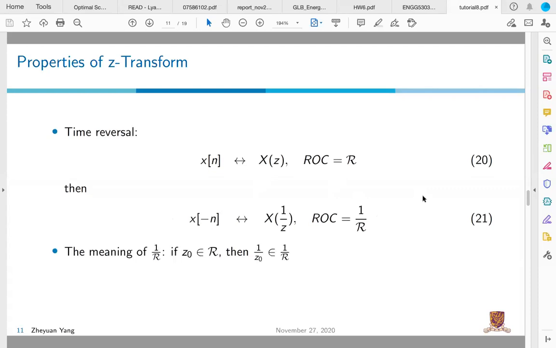The next property is the time reversal. The z transform of x[-n] is equal to X(1/z) with the region of convergence as 1/R. And the meaning of 1/R as a set is that if a point z0 is in R, then 1/z0 is in the set 1/R. This is the meaning of the reciprocal of a set.